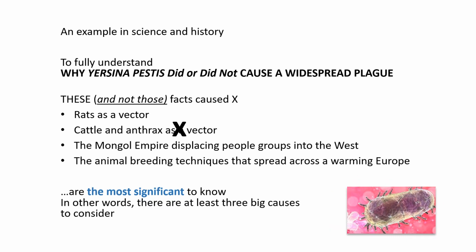Research has showed that maybe cattle and anthrax were probably not the significant factor, maybe a minor factor, or maybe a secondary factor in this problem, but not the biggest one. So there are 3 significant causes: rats, the Mongol Empire moving people across into the West, and animal breeding techniques that spread across a warming Europe. There are just more animals to spread the disease. So those are our 3 big causes to consider.